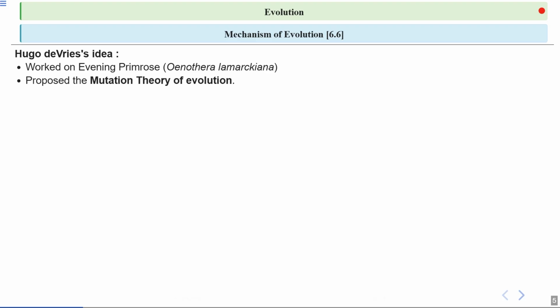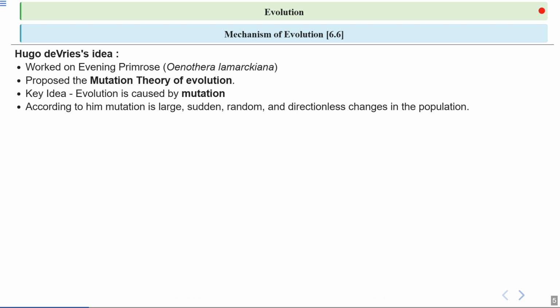Now, Hugo de Vries proposed the mutation theory of evolution. Let's understand what the mutation theory of evolution is. His key idea was that evolution is caused by mutations. We all know mutation can cause variations. According to Hugo de Vries, evolution is not gradual. Darwin said that evolution takes millions of years. It is gradual. These variations accumulate over generations, leading to the formation of a new species. But according to Hugo de Vries, evolution is caused due to mutations.